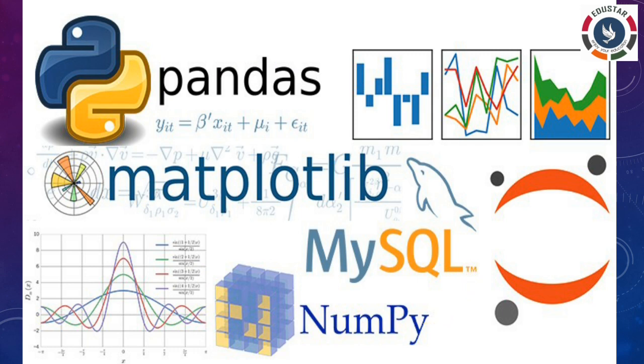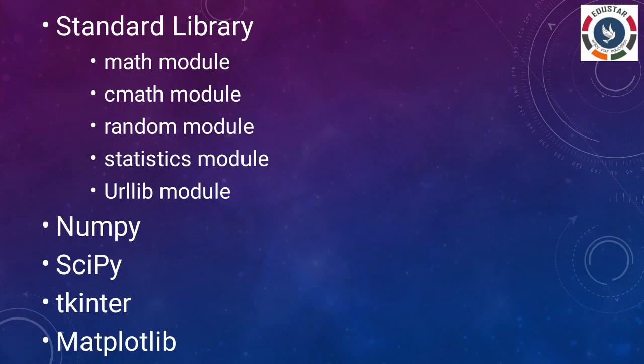And the next: the standard library, the NumPy library, SciPy, tkinter, and the matplotlib library. These are the different kinds of libraries. First, the standard library: it is already available by default with the Python program. You don't need to import any module, we can just use the library functions.